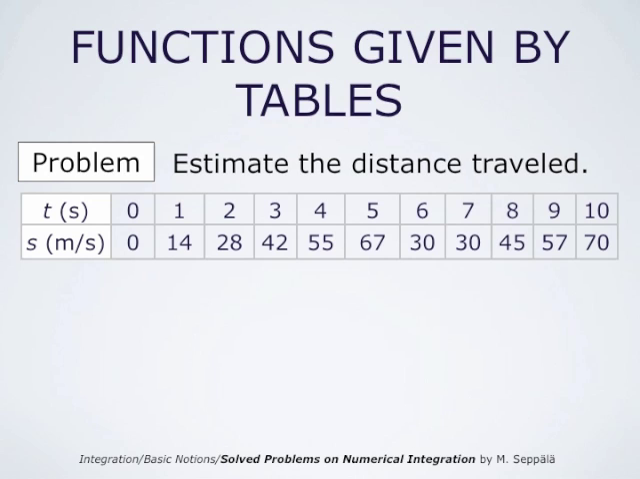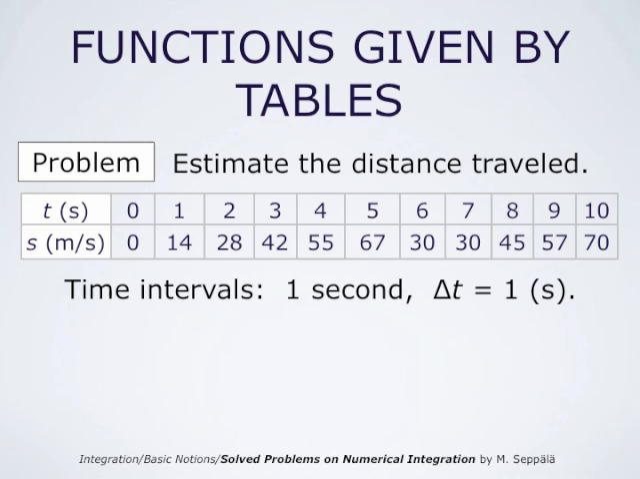So during the first second, at the start of the first second, the speed is 0. At the end of the first second, the speed is 14 meters per second, and then so forth. So the time interval is 1 second. So delta t is 1.